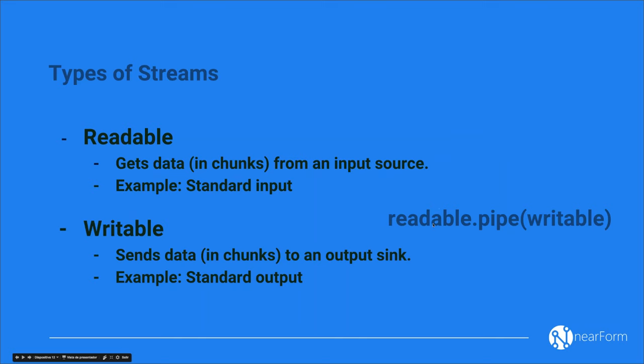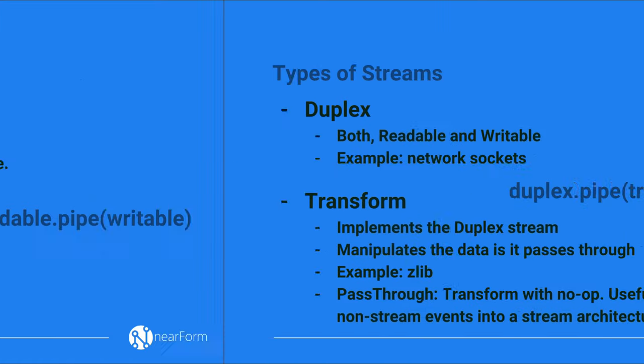So what this means is the data flows from a readable stream into a writable stream. A writable stream is the opposite of a readable stream. In this case, for example, the standard output is a good example of a writable stream. It sends data in chunks to an output sink. In this case, it could be the terminal, or it could be a file, or something different.